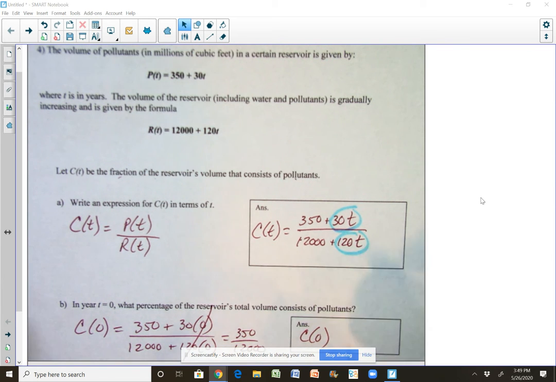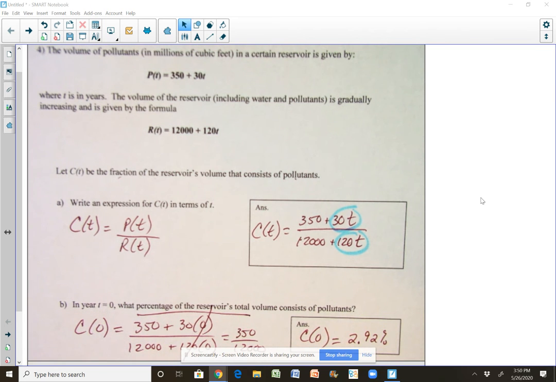just turns out to be this number, C of 0, comes out to be 0.029166 repeating. So it says, what percentage is that actually going to represent? So as a percentage, we move it 2 decimal places. This is going to be approximately 2.92%, roughly, and that's rounded, obviously.